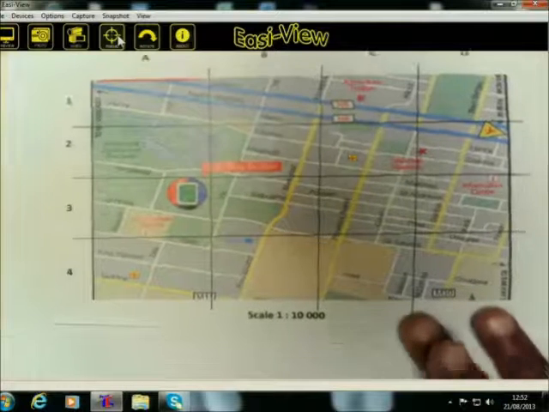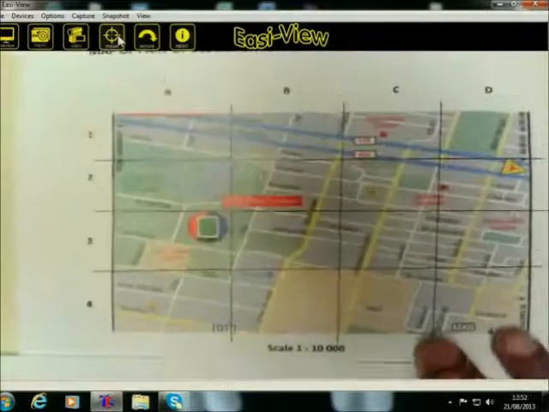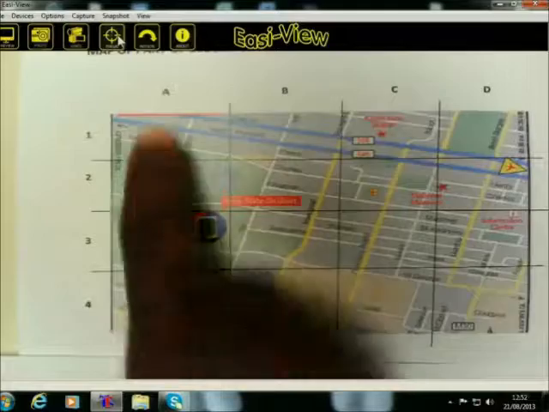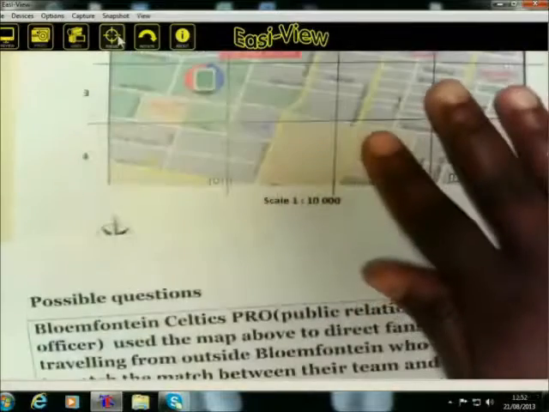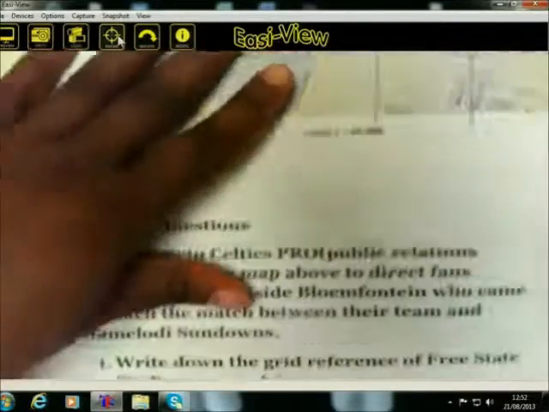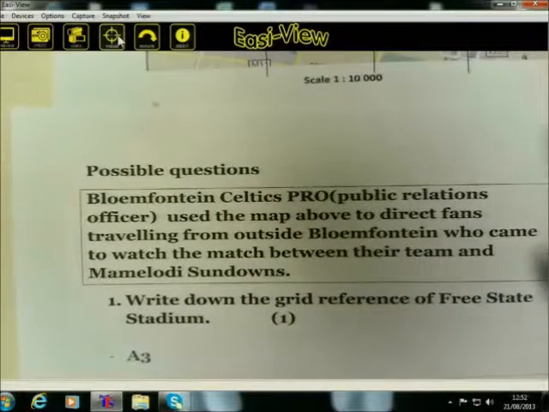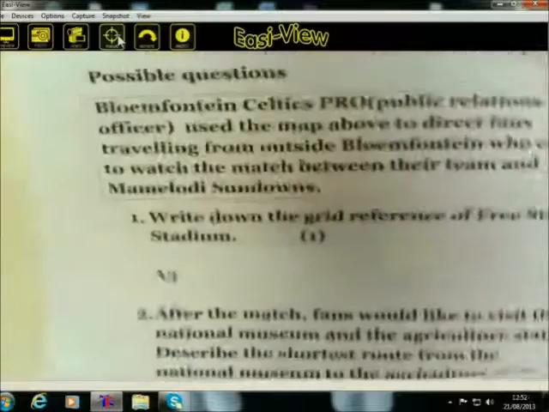So the answer for this one will be A3. It's A there, we go there, and then on this side is 3. So the answer is A3. So that is the answer that we all get, A3. Now for this question, you'll only get 1 mark, usually, from the question papers.